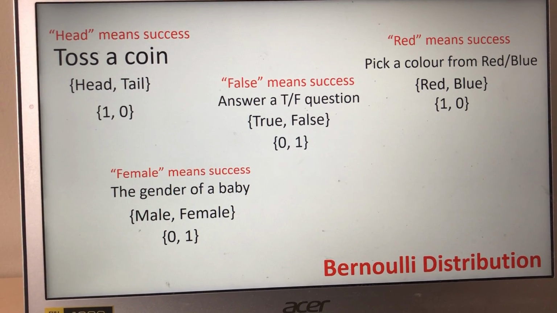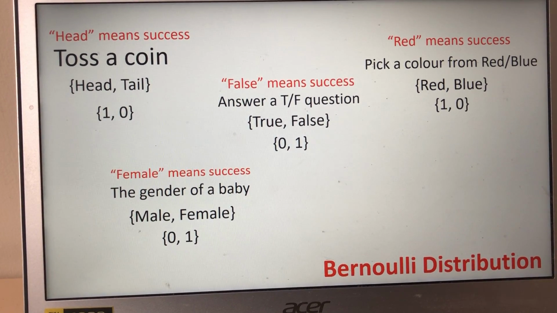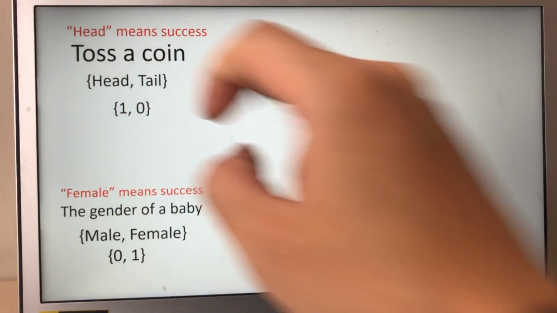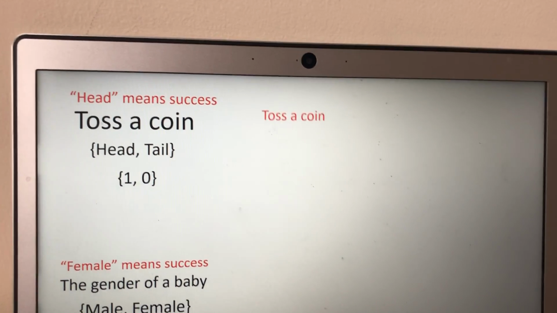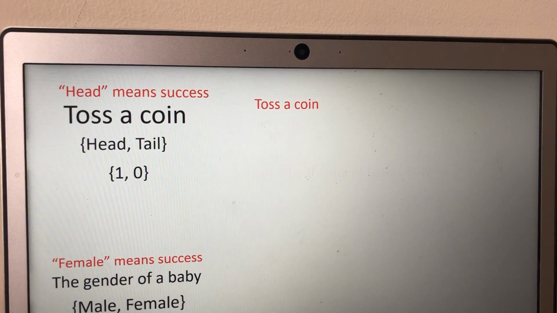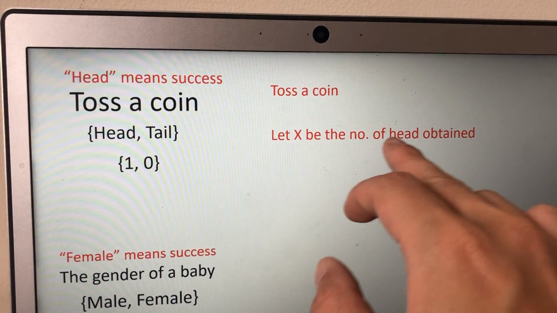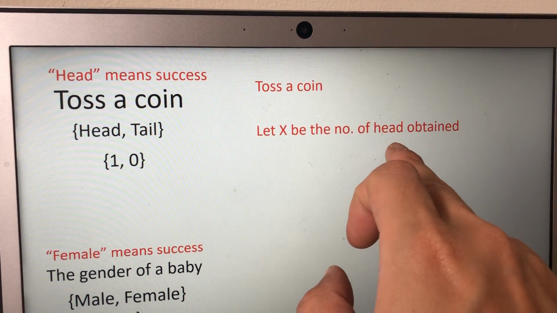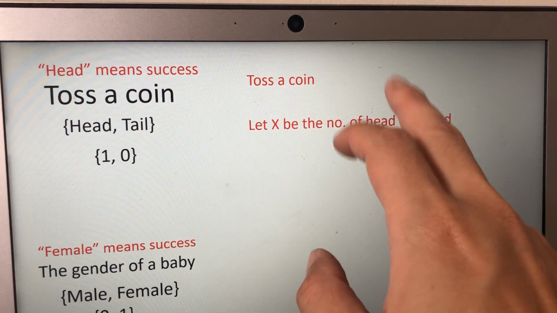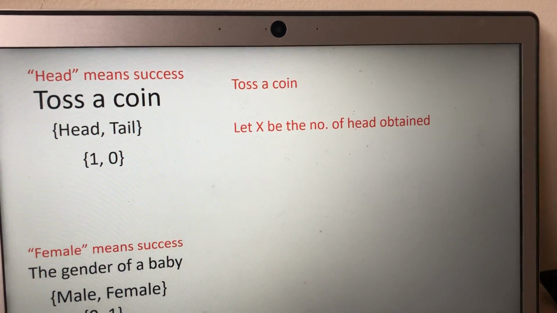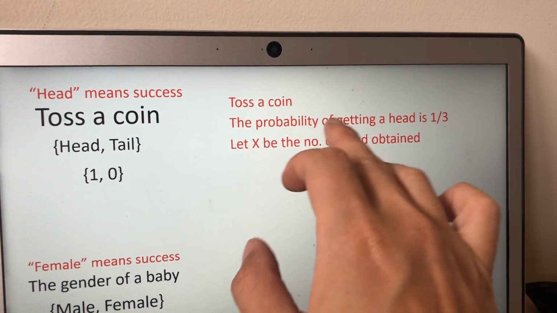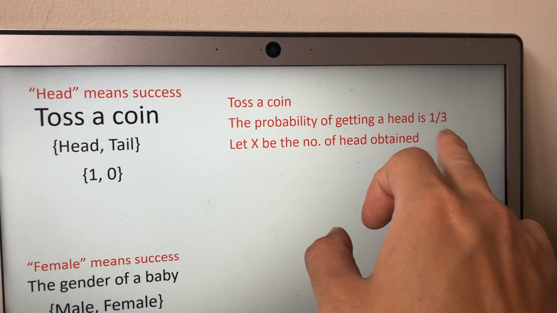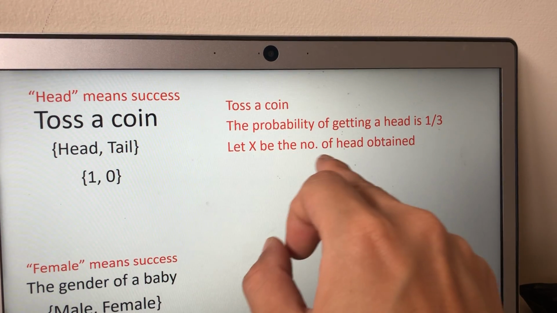Now, let's look at a proper way to describe the probability. So for the first one, when you toss a coin, you're looking for a head. Usually, we put it this way. The event is toss a coin, and you let X be the number of head obtained, because you are looking for head. So X is the number of head. And we need the probability of success, so we also need to know the probability of getting a head. This is the probability of success. It is 1/3 given to us, which is 1/3. And X is the number of head.